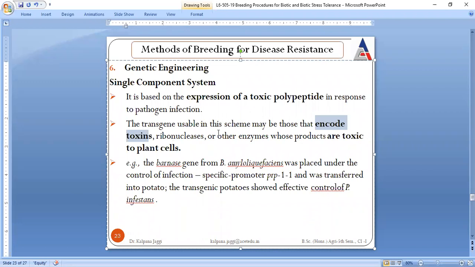But here we are not looking at the hypersensitive reactions. Here whatever transgene is introduced into the infected cell is encoding a toxin, and that toxin is either a ribonuclease or another enzyme, and these toxins are going to be toxic to the plant cells. So here is the example.